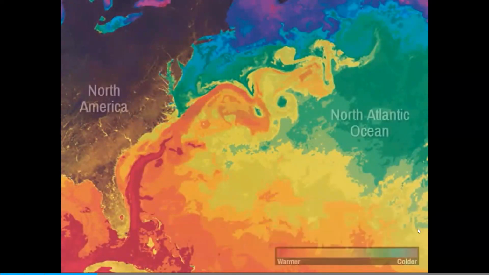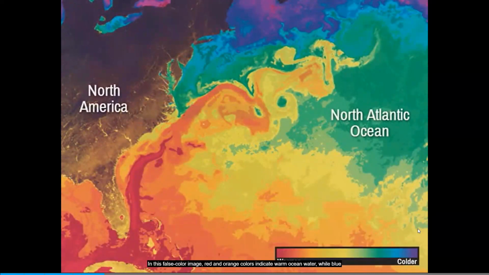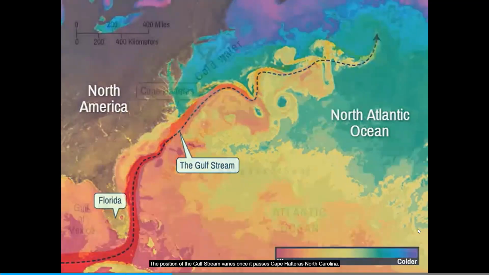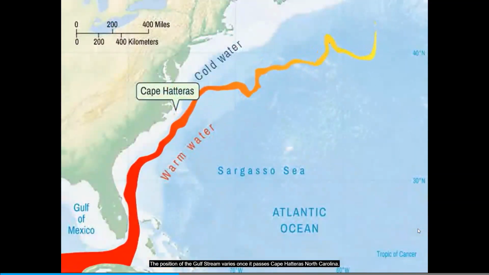temperatures. In this false color image, red and orange colors indicate warm ocean water, while blue and purple indicate colder water. The Gulf Stream is visible as a sinuous band of red, wrapping around the southern tip of Florida, moving up the eastern seaboard, where it changes color to yellow and then flows into the waters of the North Atlantic Ocean. The position of the Gulf Stream varies once it passes Cape Hatteras, North Carolina.